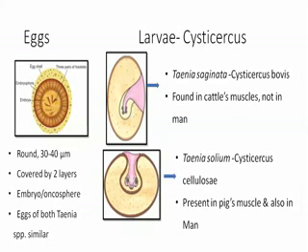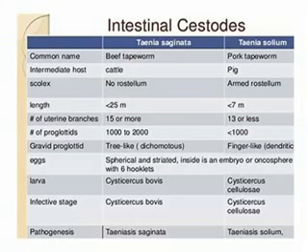CT and MRI help in identification of this cysticercus larvae. Okay, these are the other differences.